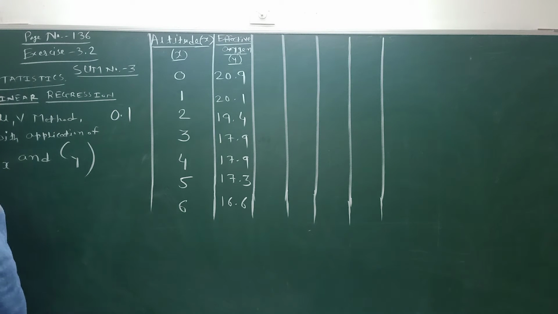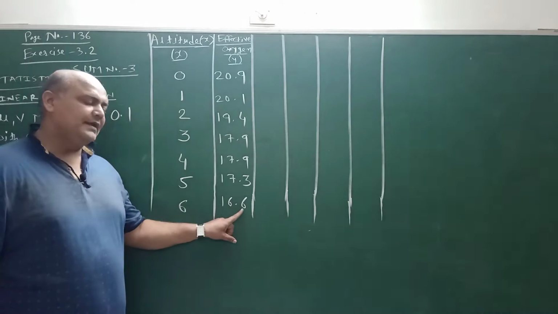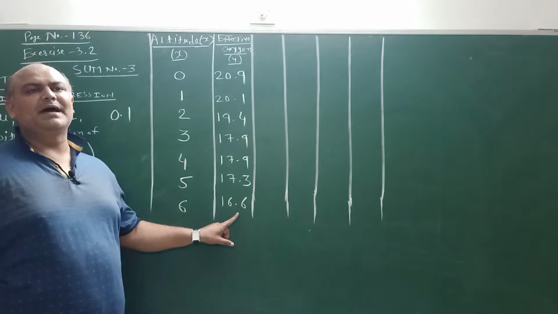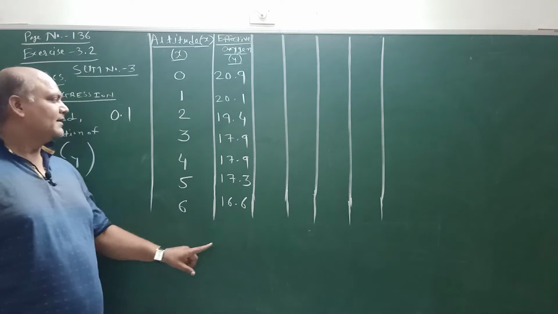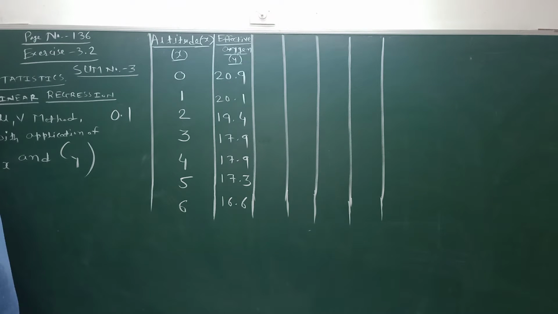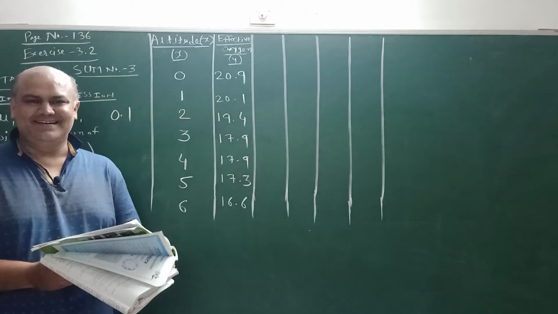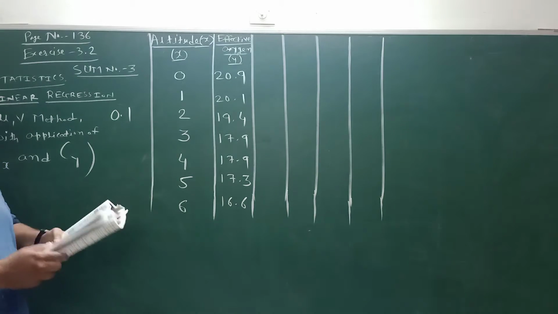So all the digits of y here are divisible by, students, 0.1. Why 0.1? Again I repeat this. After the point there is only one digit, so all the digits can be divisible by 0.1. And for x, all the digits are divisible by 1. So the UV method is there.